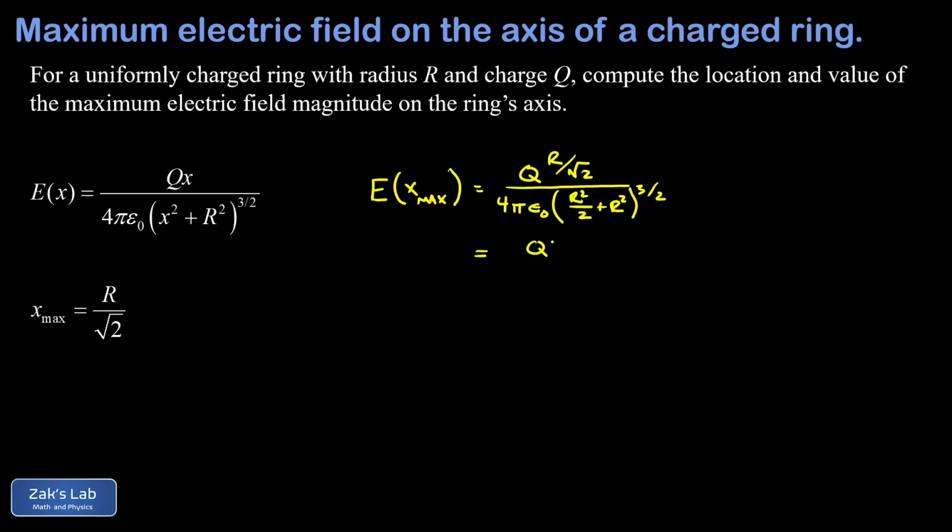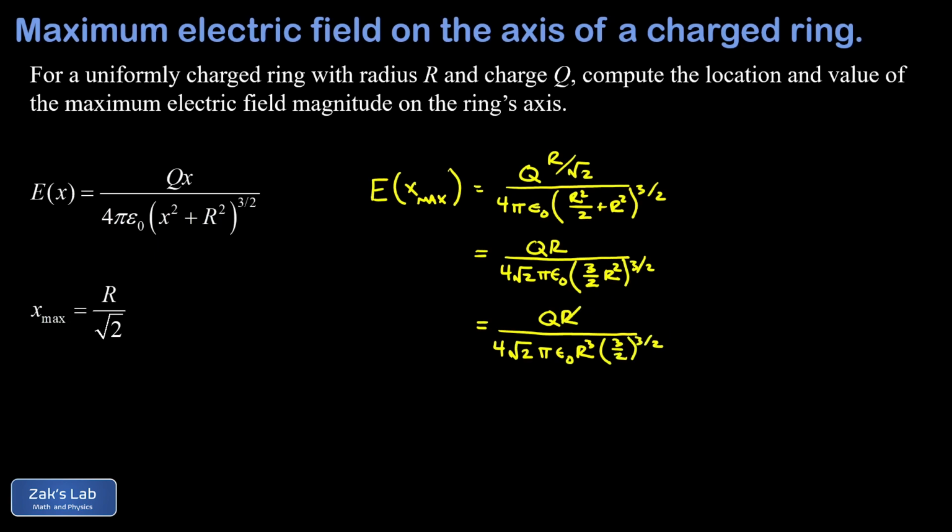And now it's just a matter of cleaning up the algebra. So I'm going to move a square root 2 to the denominator, and we get 4 root 2 times pi epsilon 0. And then in these parentheses, I have half of an r squared plus another r squared. That's 3 halves r squared, and that's all raised to the 3 halves power. So if we take the square root of that r squared and then cube it, that gives us an r cubed in the denominator. And then we still have to simplify this 3 halves to the 3 halves power.